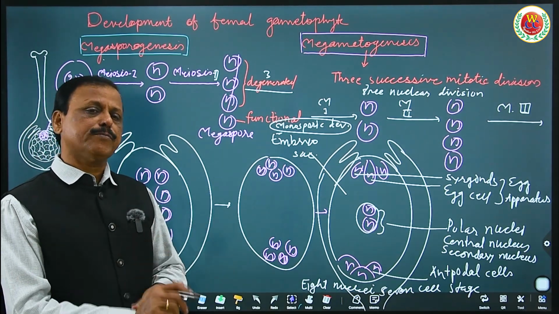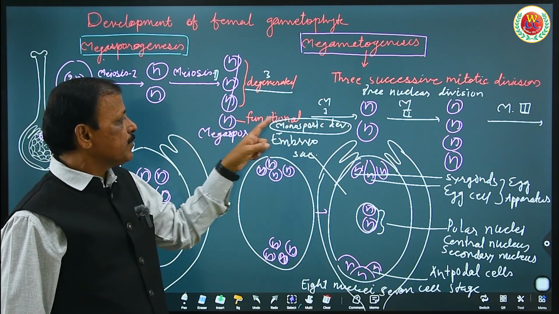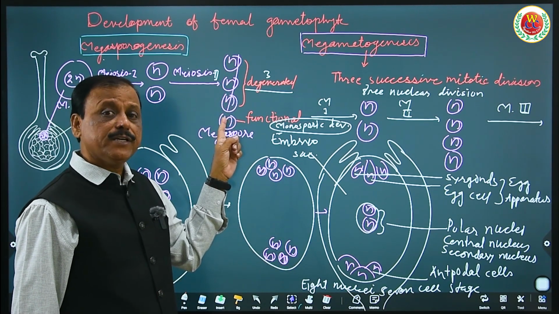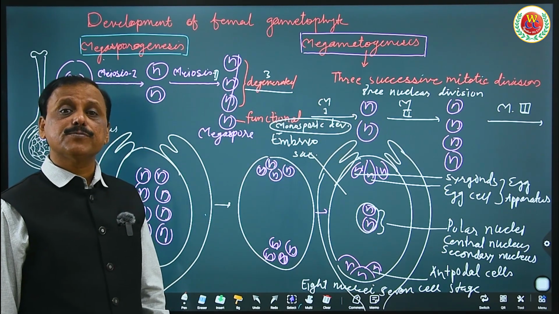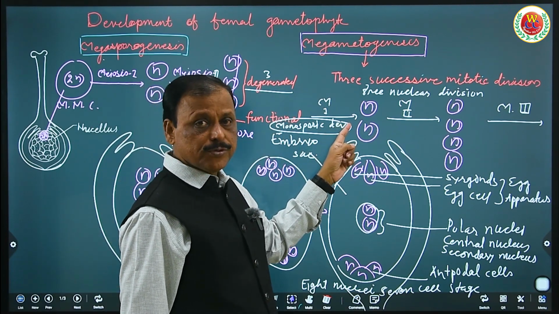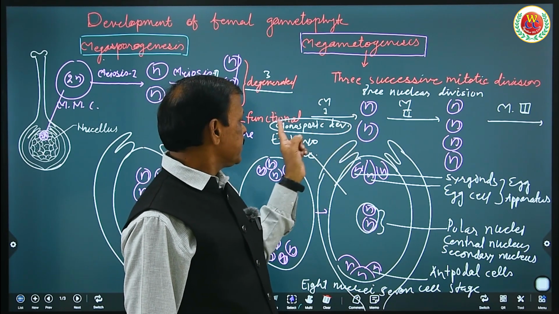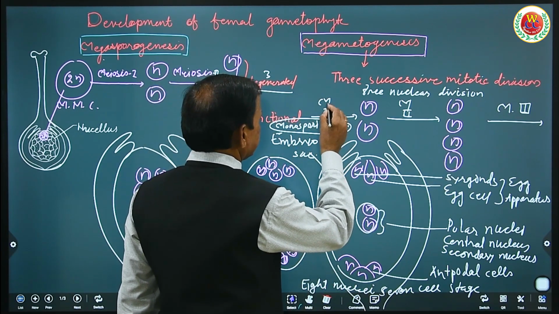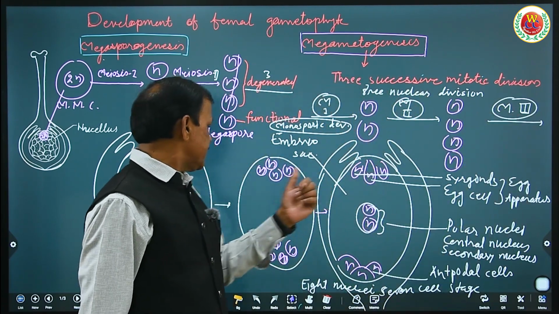Monosporic is most common, therefore it becomes a part of the syllabus and we explain this one. Otherwise, if 2 are there, there will be only 2 successive mitotic divisions to produce the 8 cell stage. If tetrasporic, all 4 will live and undergo only 1 mitotic division to produce 8 cells, that will be tetrasporic development. But here it is monosporic, since one of the megaspores undergoes megagametogenesis, that is, development of the female gametophyte, where it undergoes 3 successive mitotic divisions, as here 1, 2 and 3, producing the 8 cell stage.